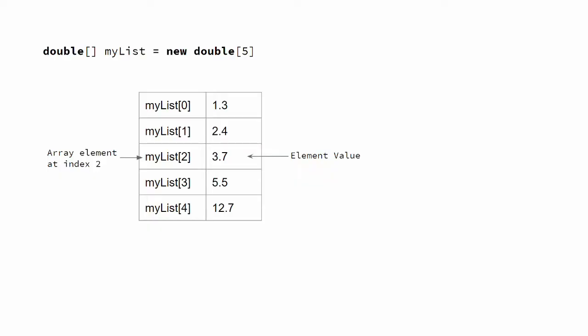So let's just visualize this for a second. Here's another example. What we're doing here is we're declaring a double array called myList, and it holds 5 elements in it. And if we're looking at the actual values here, I'm setting myList[0], so at array index 0, it is set to have the value 1.3, etc. At the array element at index 2, we have a value of 3.7. So this is how you can visualize a single dimensional array.